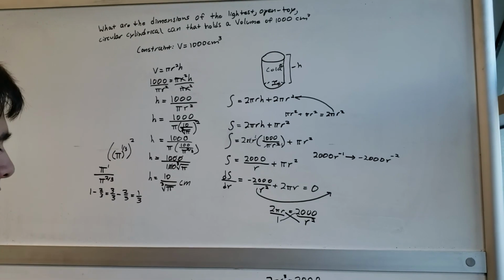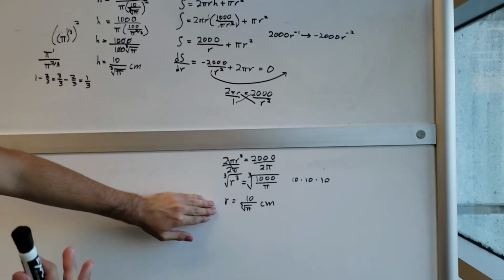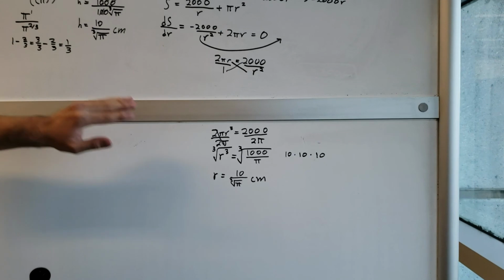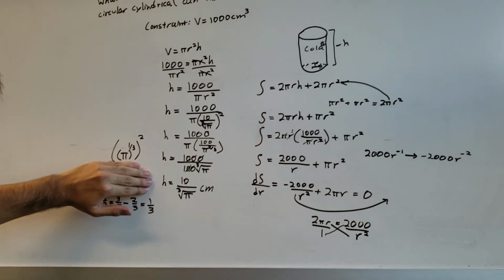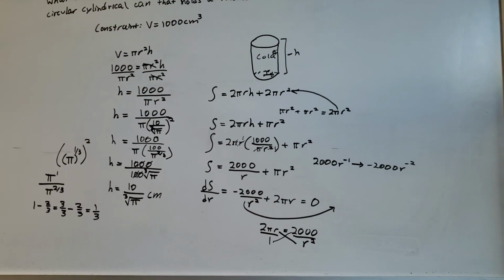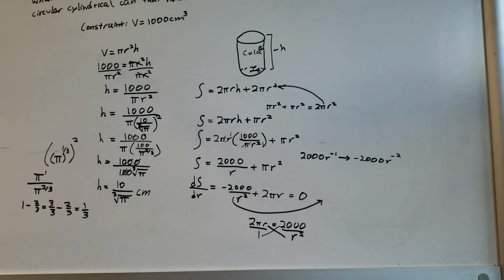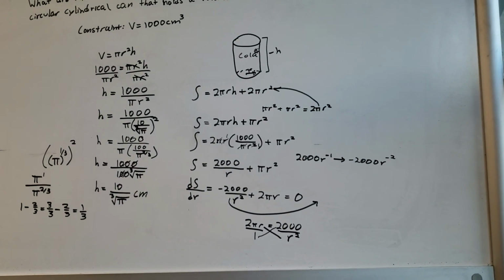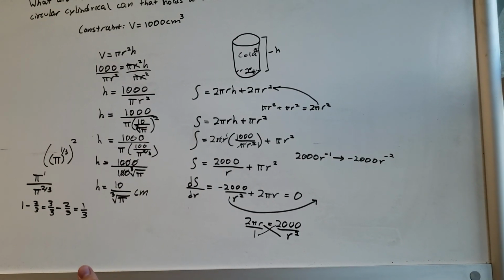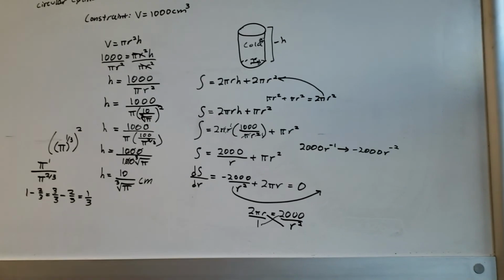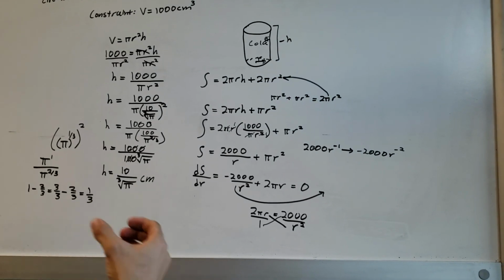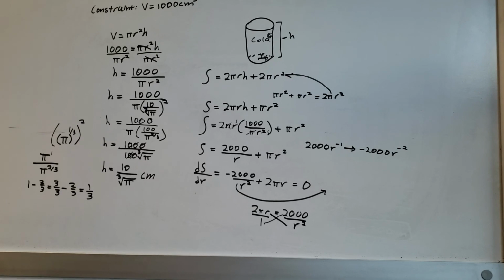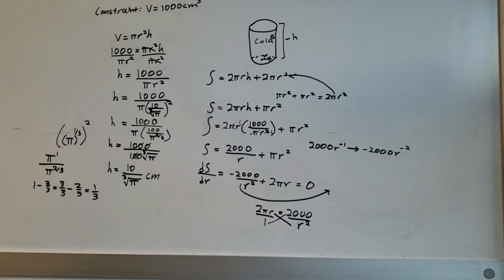So basically, what are the dimensions? The dimensions means the radius has to be 10 over cube root of pi centimeters, and the height has to be 10 over cube root of pi centimeters as well. Those must be the dimensions of our Coca-Cola can in order for it to have the smallest surface area with an open top, by the way, and keeping in mind its volume is also 1,000 cubic centimeters. And we're done.